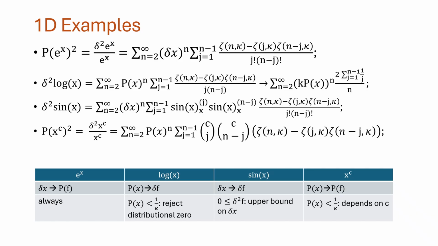For the exponential, the input is deviation, but the output is precision. For log, the input is precision and the output is deviation. For sine x, both input and output are deviation. And for power, both input and output are precision.